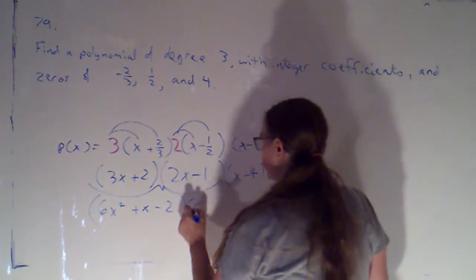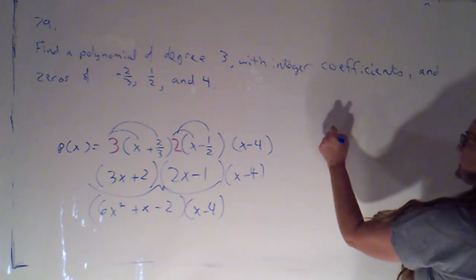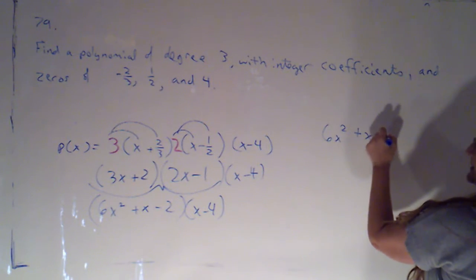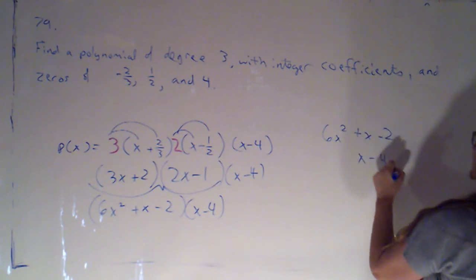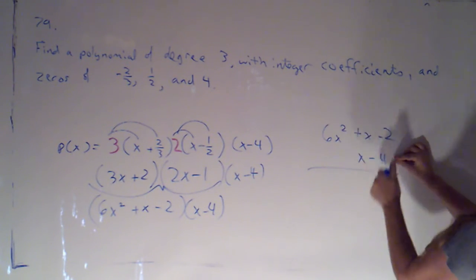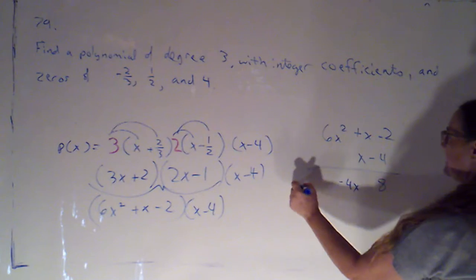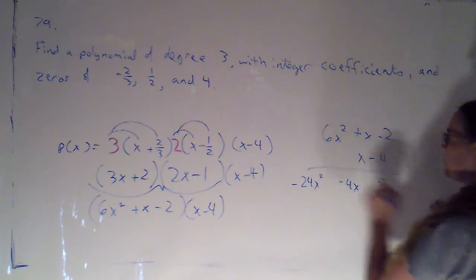I've still got to multiply that by x minus 4. So let's work that out over here. 6x squared plus x minus 2 times x minus 4. I'm going to distribute the 4 to each of these terms. So I'll get an 8, a negative 4x, a negative 24x squared.